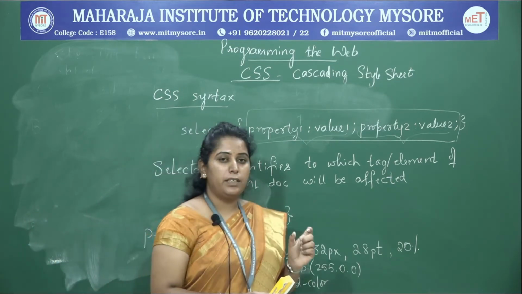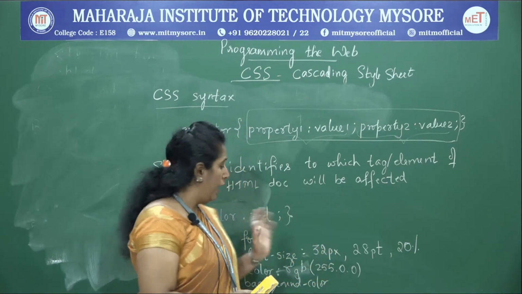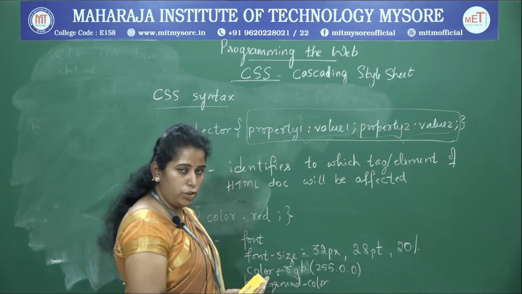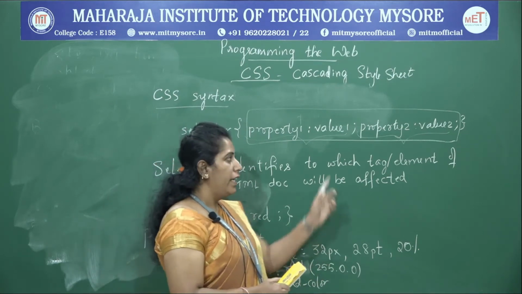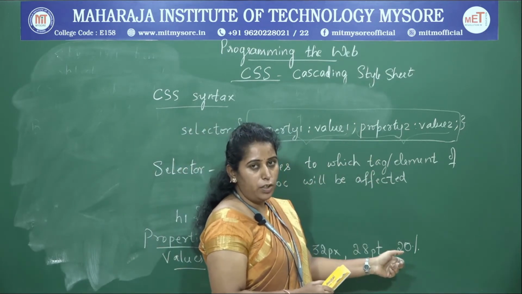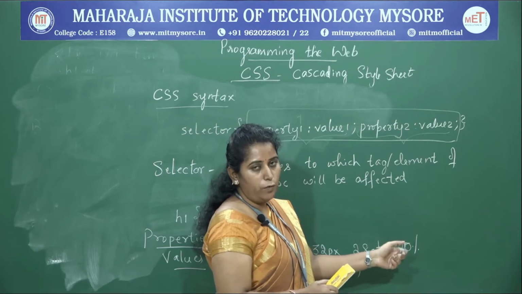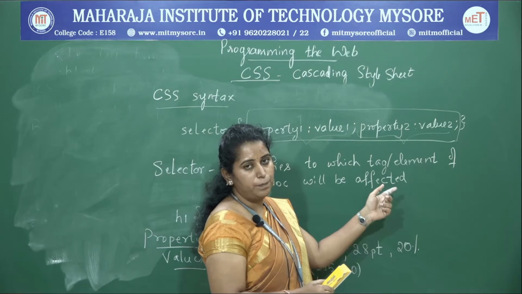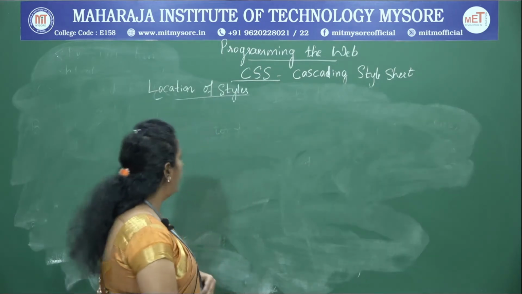So properties means you can do some formatting. Values depend upon the property which you are using. Okay. So now here is a table where the list of properties are given. So you can make use of any of the properties. Next we will move on to a topic called location of styles.